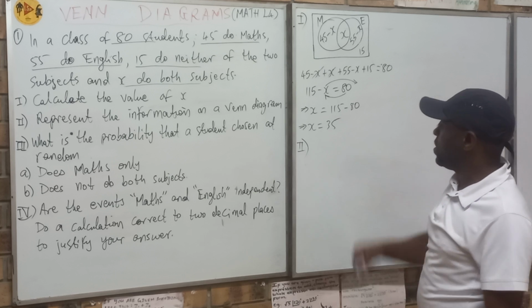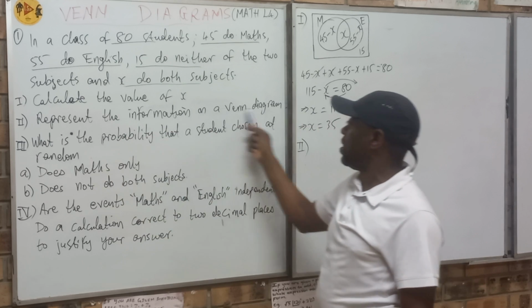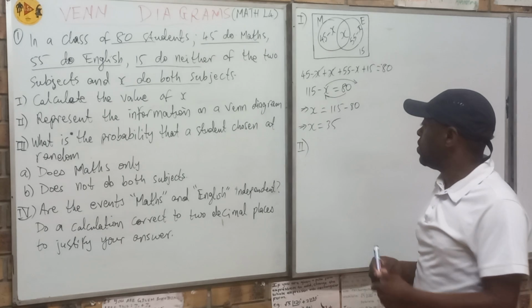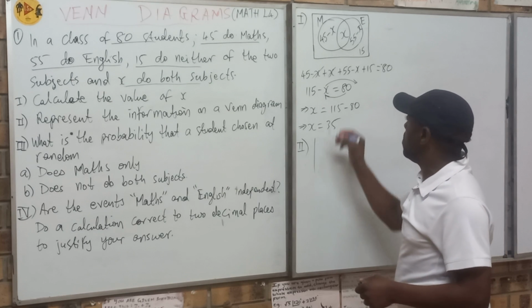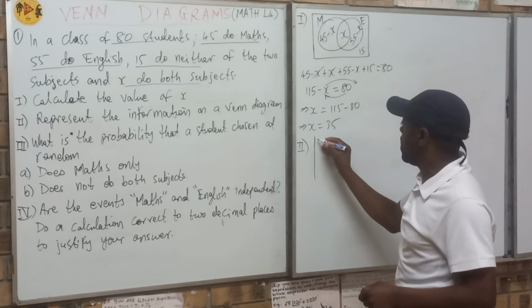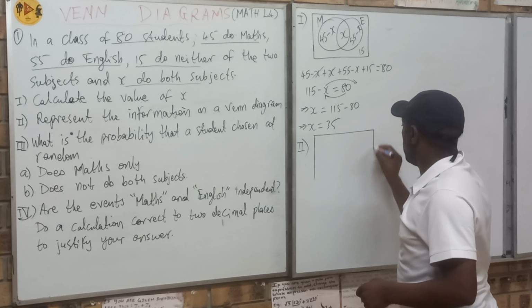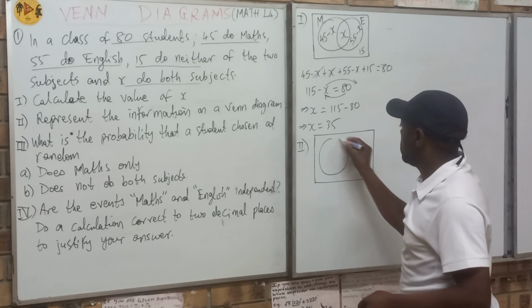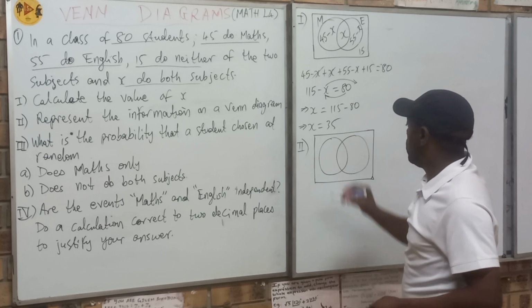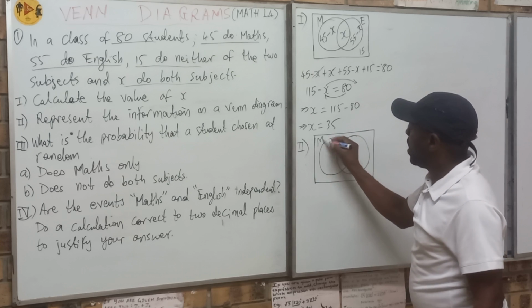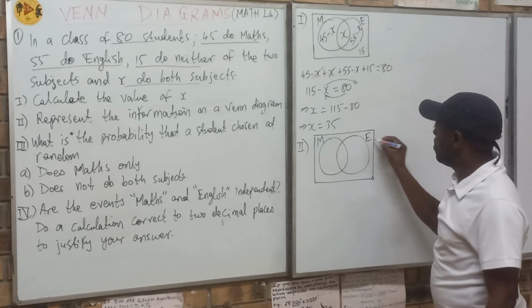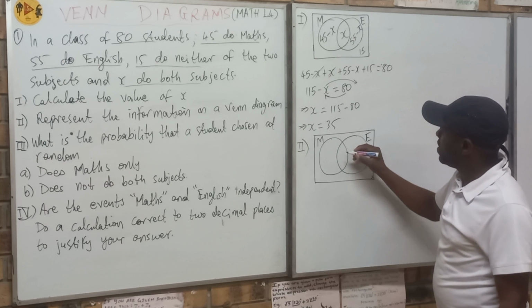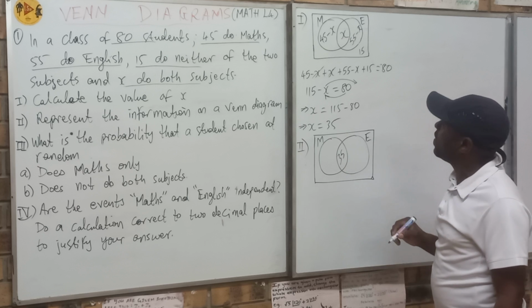So we have succeeded to get X as 35, we can now present the information on a Venn diagram. So if I go back to my Venn diagram, I'm just copying the same Venn diagram up there, and in that Venn diagram I will replace every X I see with 35. So my problem now looks like this. I've got my M there, my E there, my X is 35, so I put my 35 there.